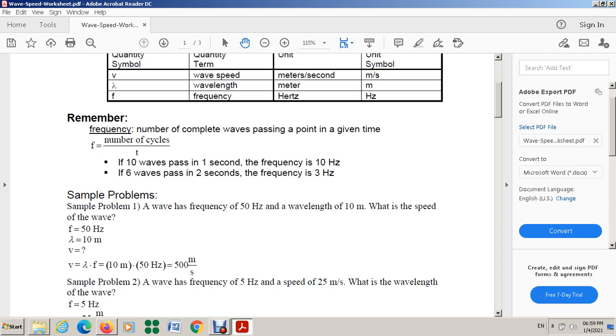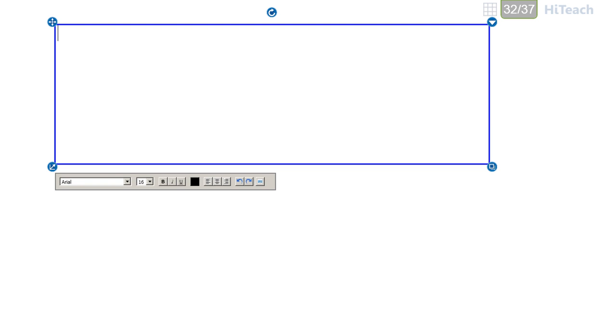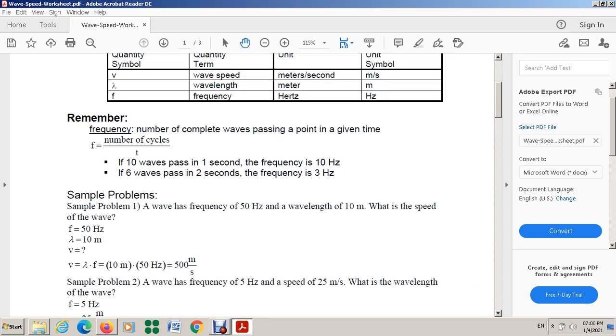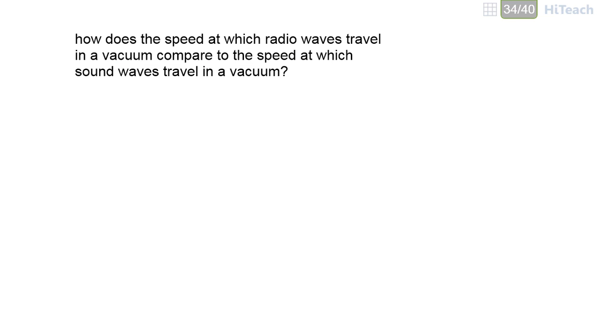I'm going to ask you a question here. I'm going to write a question and I want you to answer it and think about it. How does the speed at which radio waves travel in a vacuum compare to the speed at which sound waves travel in a vacuum?